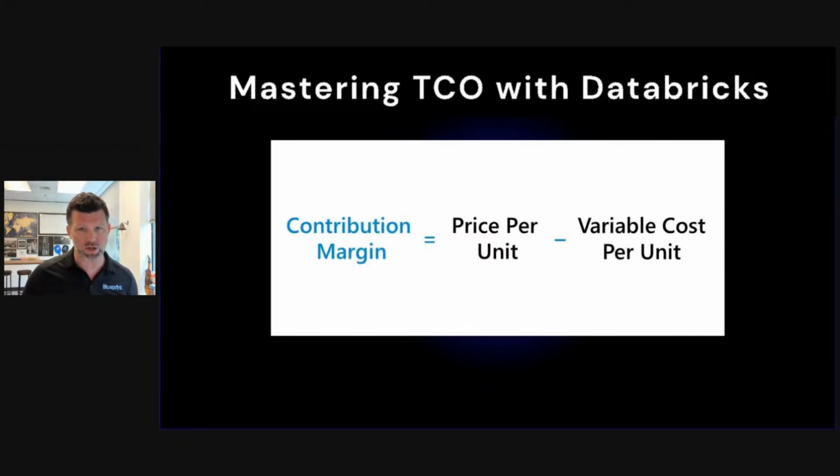So the simple definition of contribution margin is the actual price per unit, or the revenue that you get per whatever you sell in your business. And then you subtract off the variable cost per unit of whatever you are selling. So it's a simple formula of the amount of revenue that you get from something that you're selling minus the actual variable cost of that item.